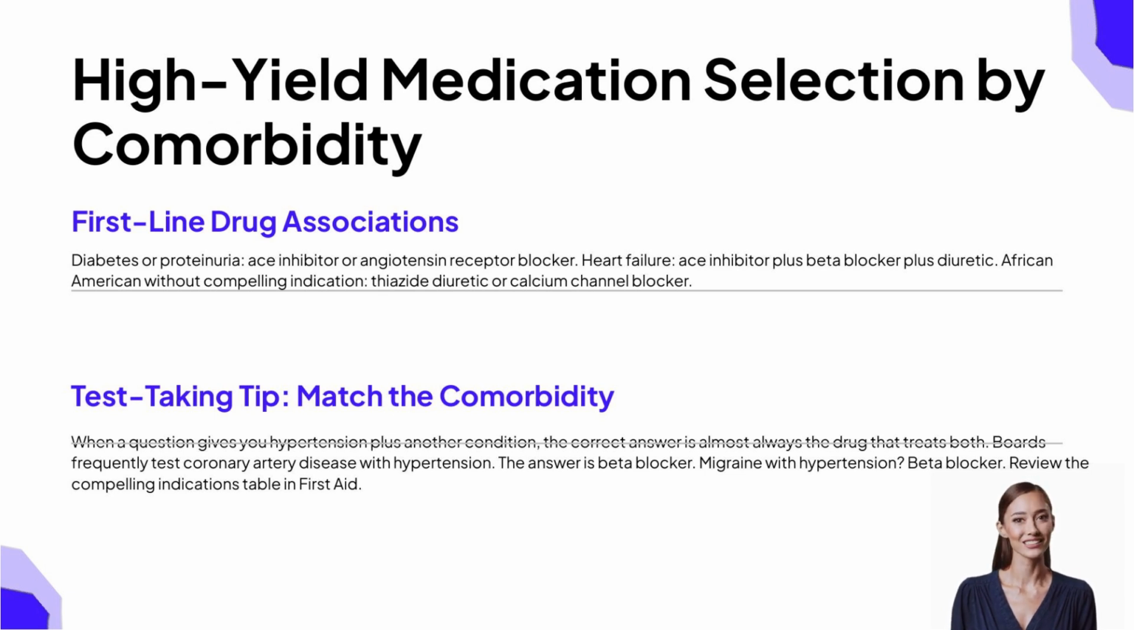Here is the key test-taking tip. When a question gives you hypertension plus another condition, the correct answer is almost always the drug that treats both conditions. Boards frequently test coronary artery disease with hypertension. The answer is beta blocker. Migraine with hypertension? Also beta blocker. Review the compelling indications table in First Aid to memorize all these associations.